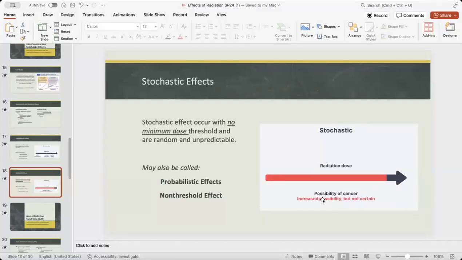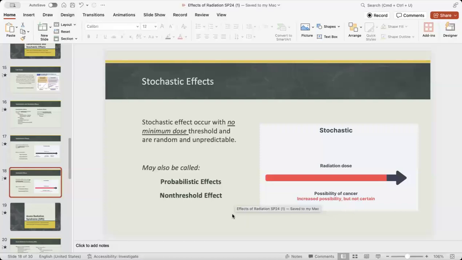With stochastic effects, our table shows us that with any radiation dose, there's a possibility. We know that being exposed increases the possibility, but it's not certain that that's the cause. So with stochastic effects, there's no minimum dose. At any dose, there could be some type of reaction or cancer, but we can't tell that. It's unpredictable. So, can any dose cause cancer? Yes, potentially it can.